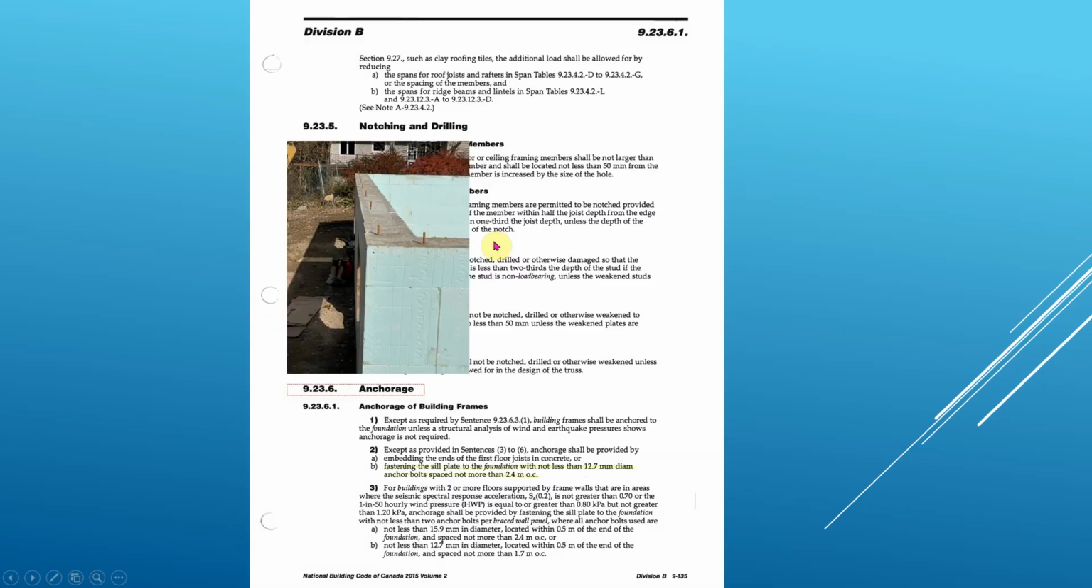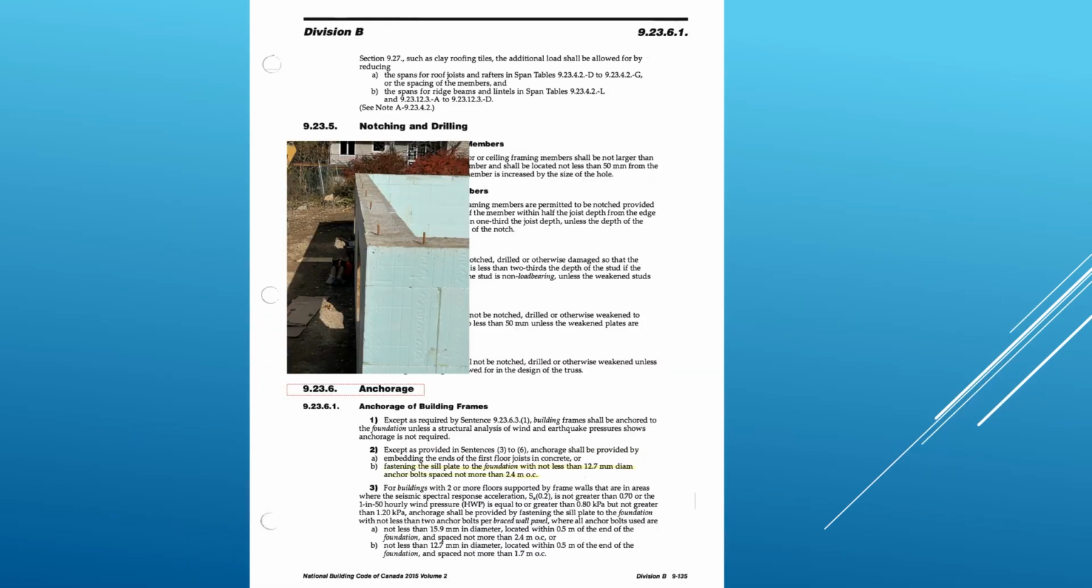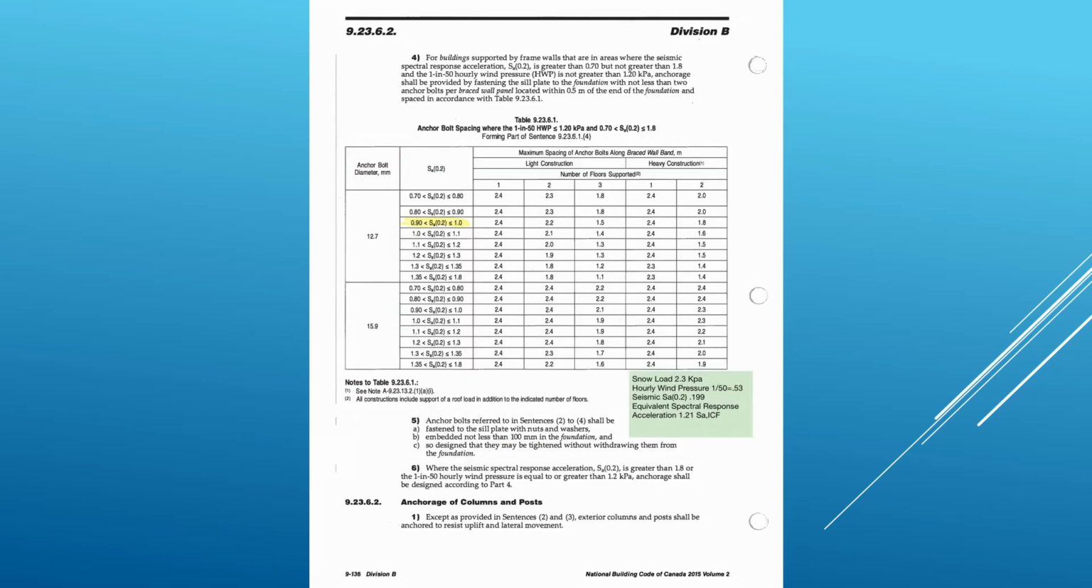If we just step back here for a minute, I'll show you. We get framing supported on the concrete ICF walls, and then they also talk to you about just normal framing on the anchorage. So you have to marry the two. I would say you go with the ICF one, or the more restrictive one would be the best avenue to go.